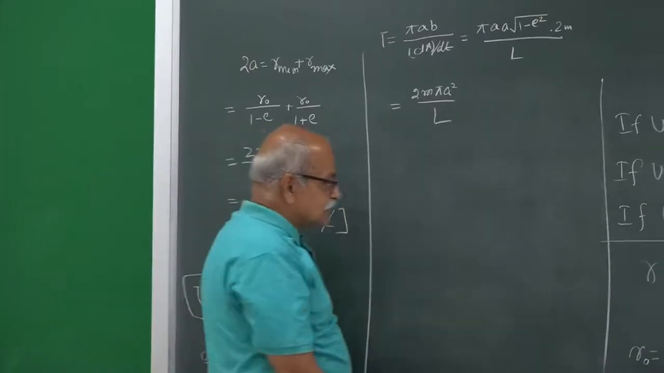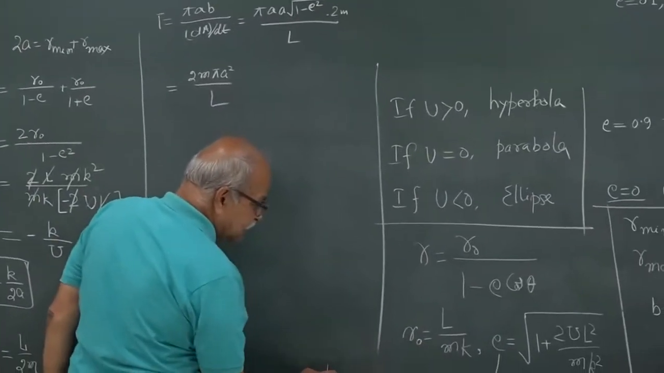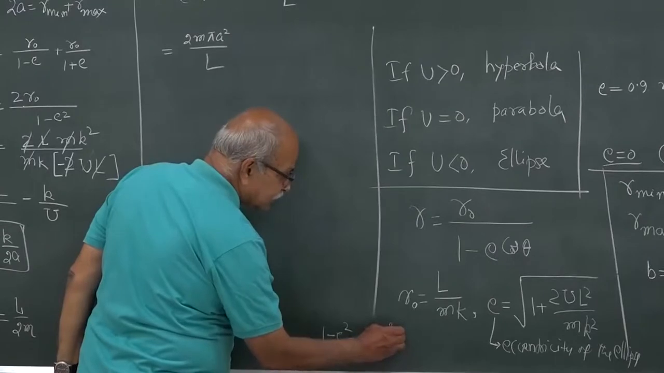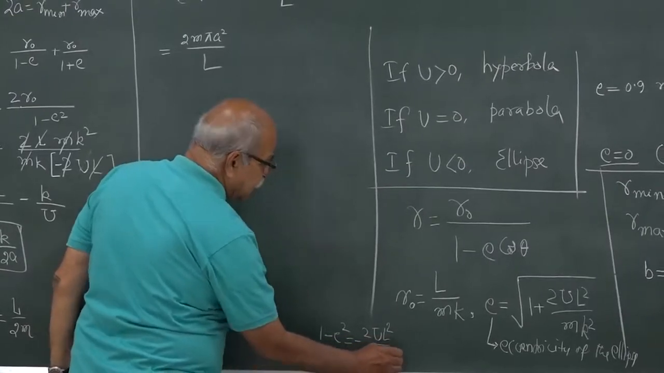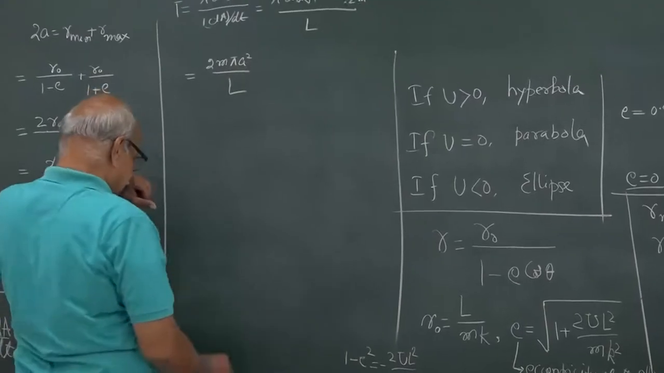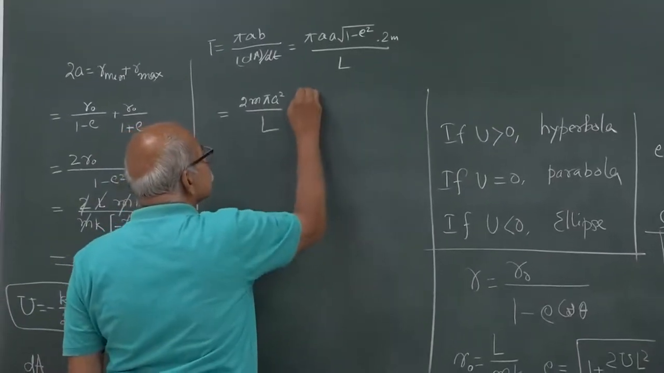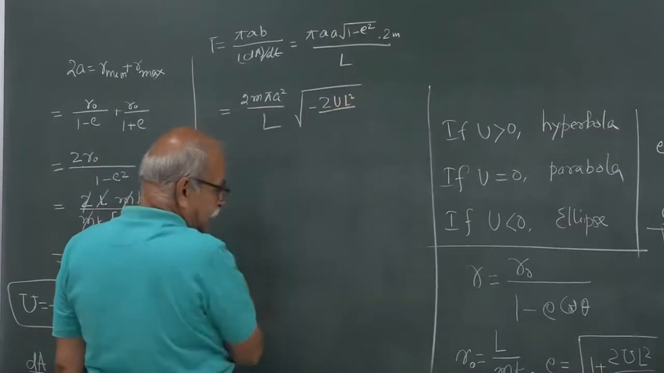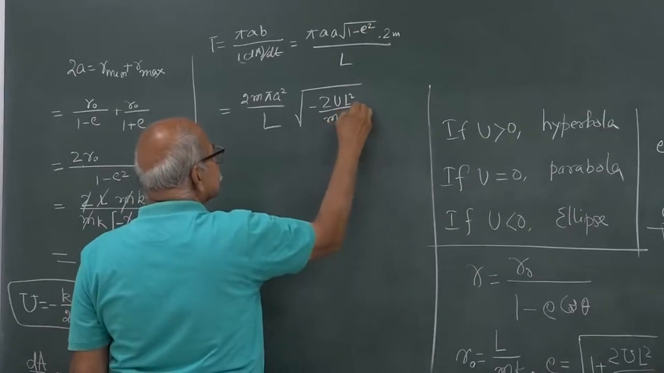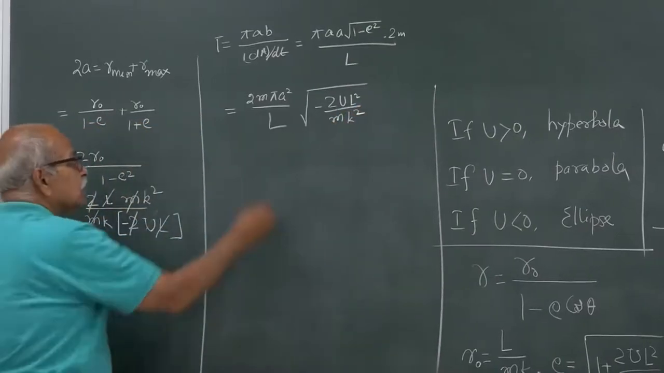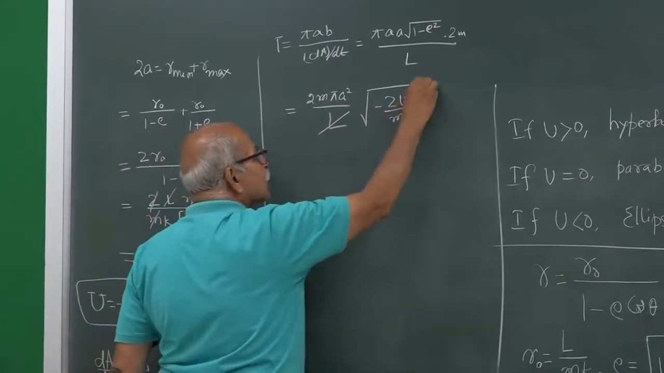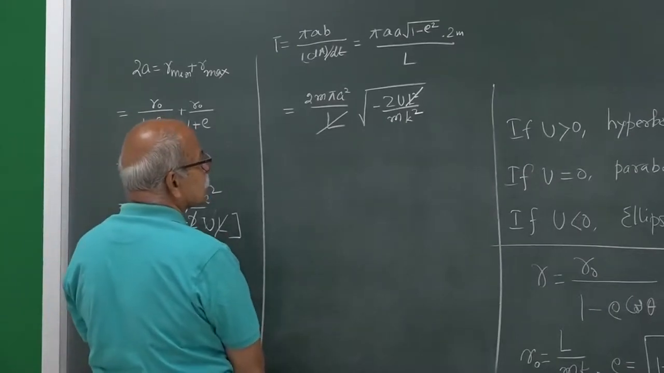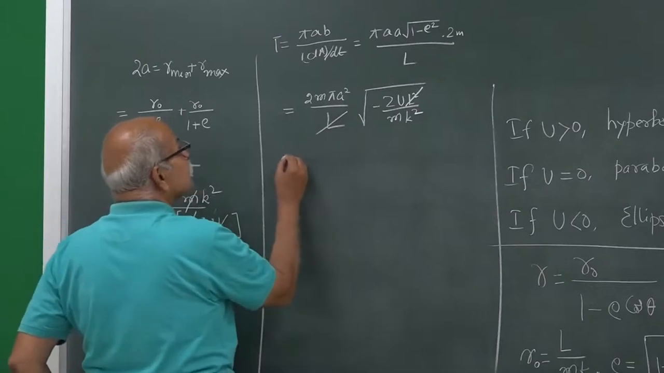This is divided by mk square. Once again we can do it from here: 1 minus e square will be equal to minus 2 u L square by mk square, and the square root of that. So it is a square root of minus 2 u L square by mk square. What cancels? This L cancels with L square. All right, so this is it.